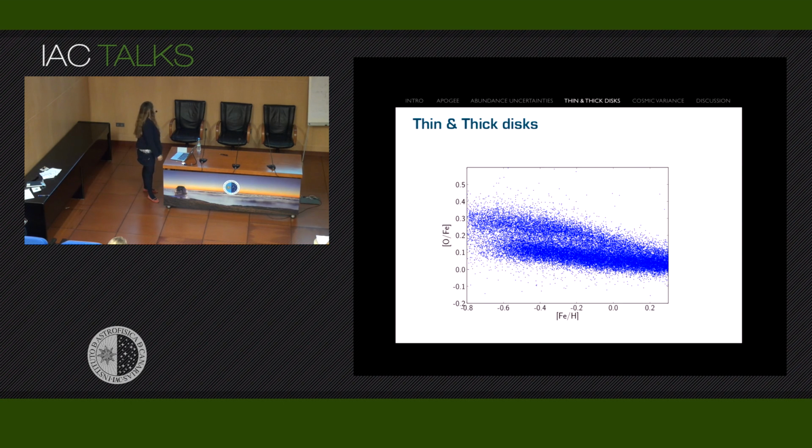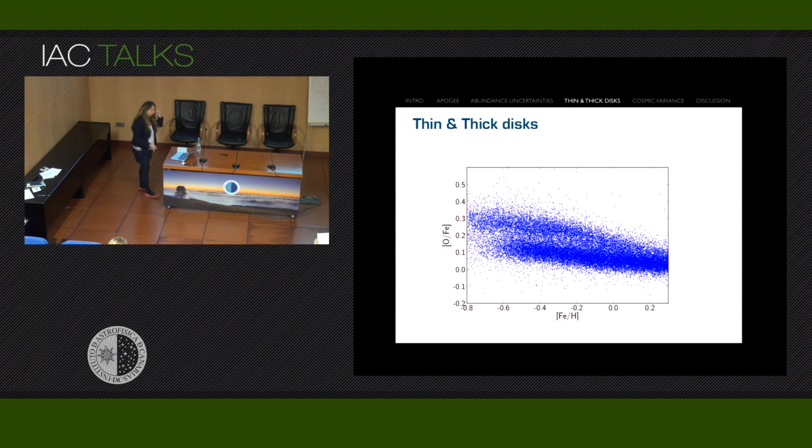So, if you take a look at the sample, all combined in temperatures, it looks like this. You can almost distinguish by eye the two populations: the thick disk above, with the alpha, the oxygen enhanced, and the thin disk below. We tried many things to separate these two populations. We tried clustering algorithms, and many other things.